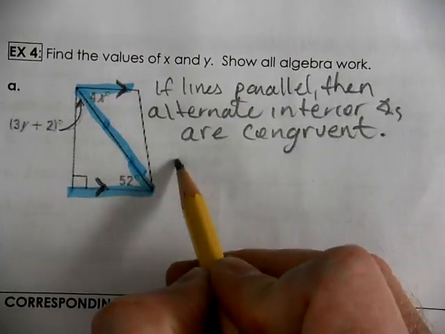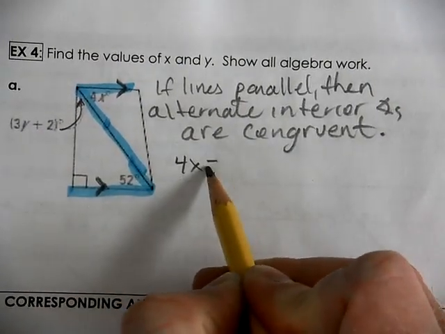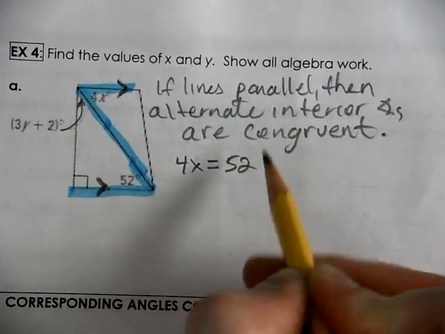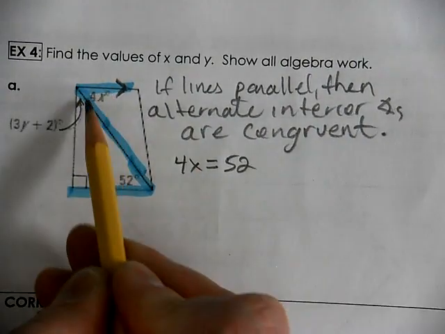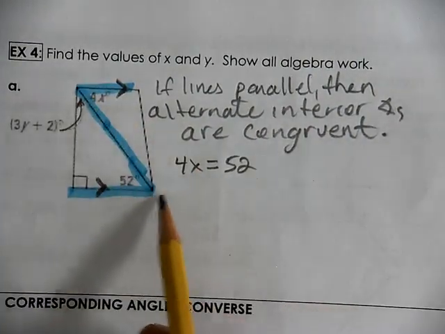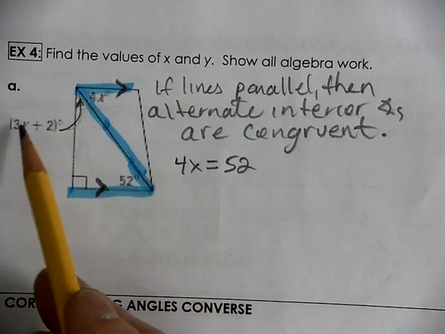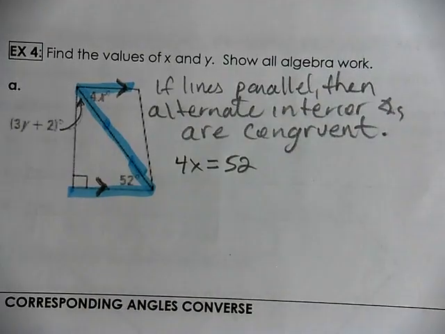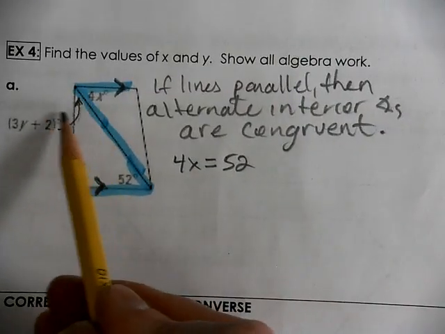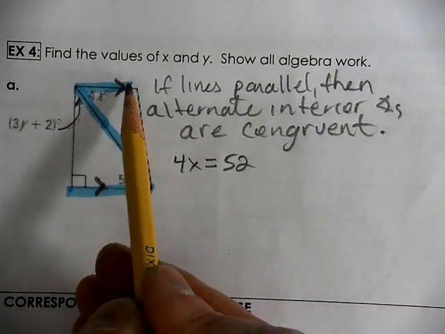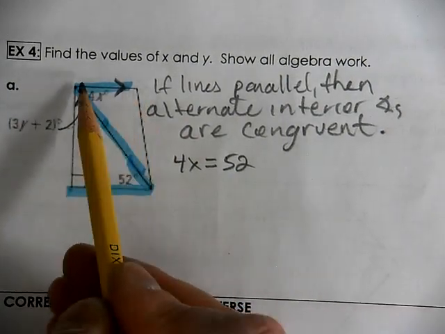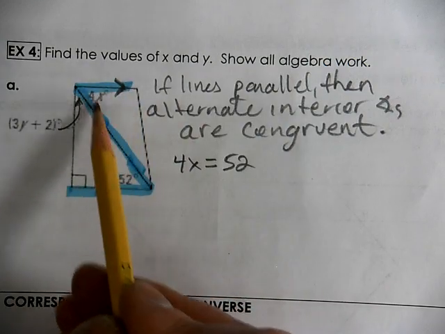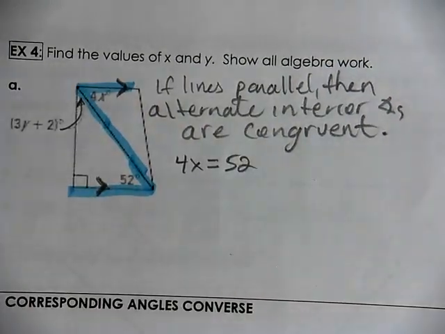So that means my 4x is going to equal my 52. The 4x is part of my zigzag, and so is the 52. The 3y plus 2 is not part of that angle. It's not bounded by the blue. It's only touched on one side, but not on another side of the blue. This angle 4x is completely the blue.